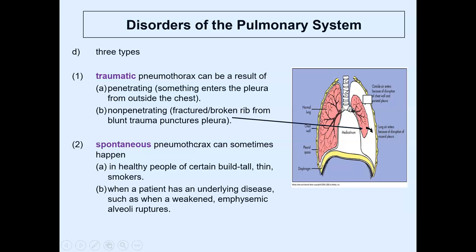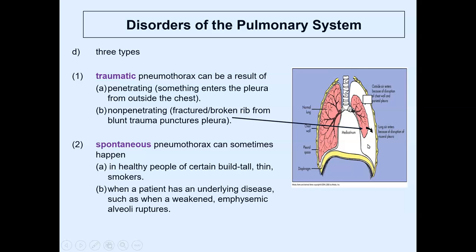If you think of Dirk Nowitzki being 7 feet tall, his lungs are bigger than ours, so they're kind of stretched. And so individuals who are tall and thin, or individuals who are smokers, because their alveoli can be weakened because of the disruption or distortion of the normal anatomy. But either way, you have an alveoli that essentially ruptures or becomes disrupted. And so as air is brought in, then it essentially leaks out.